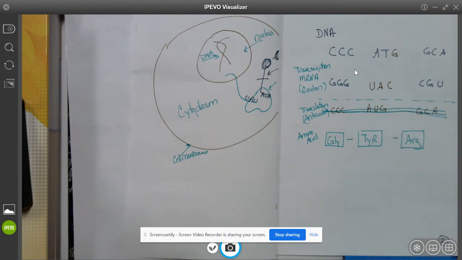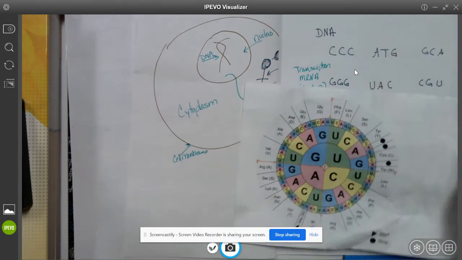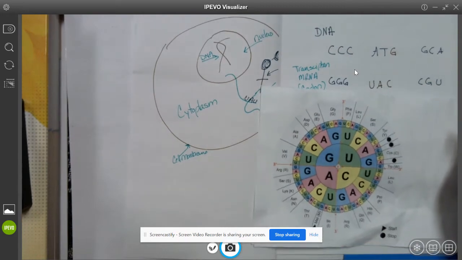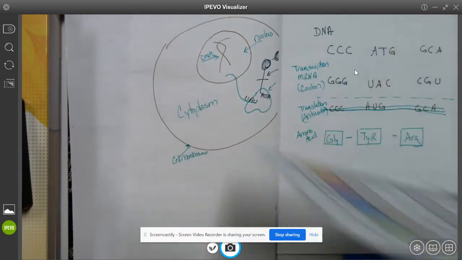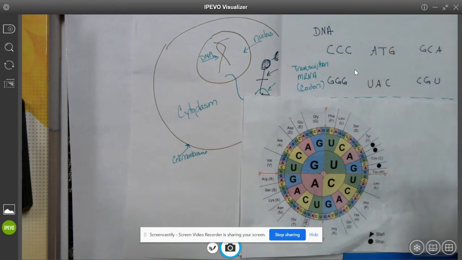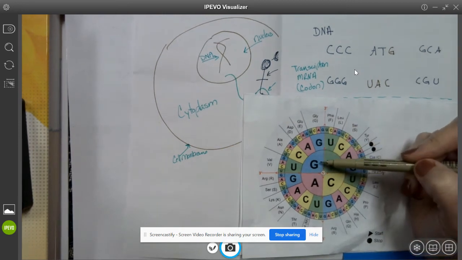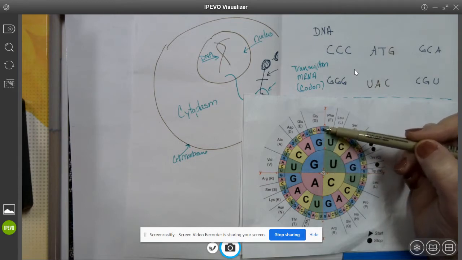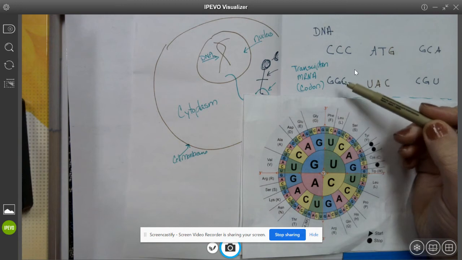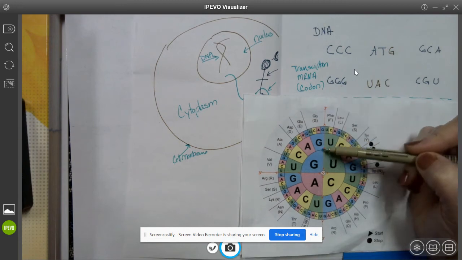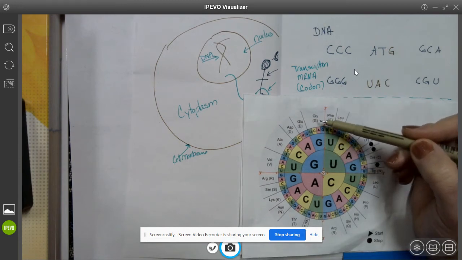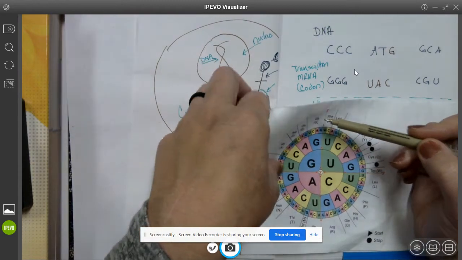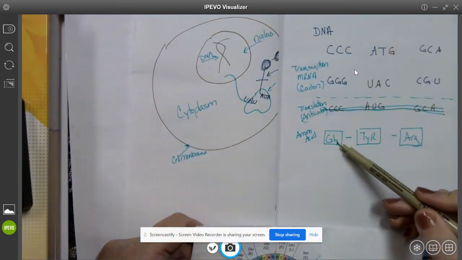Let's look at the circular disc version of this. Some people prefer this, other people prefer this. I don't mind which one you use. Okay, so for this one, you start in the middle. This is position 1. So G, G, G. That means the GGG codes for the amino acid glycine, GLY. Let's look and see. Yep, glycine.